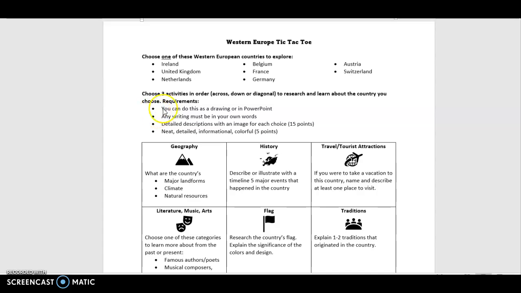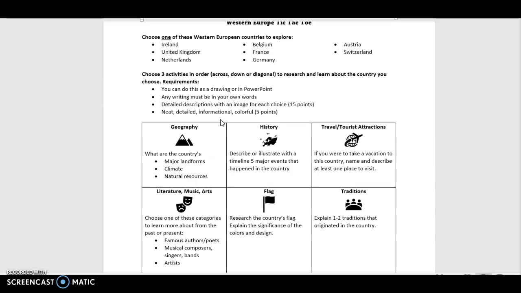You can do this as a drawing by hand, so you can write it on paper, or you can do it in PowerPoint. You can probably also do it in Word, whatever app you choose, or by hand. Any of the writing that you do must be your own words. So in other words, I don't want you to copy things off the internet and paste it in, because that is considered plagiarism unless you are directly quoting it. So use your own words when you are writing.